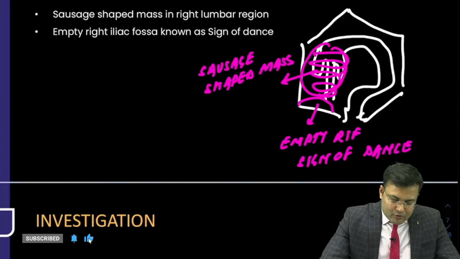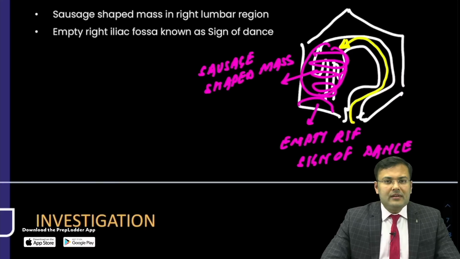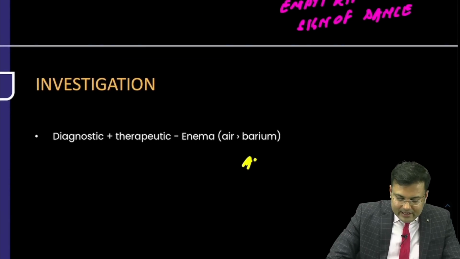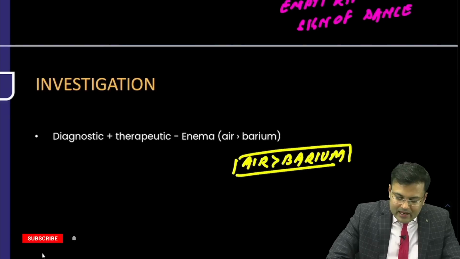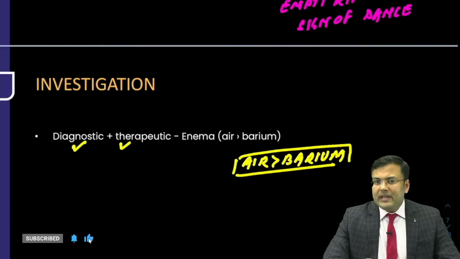Now, it's very easy to understand. Here, I am going to give what? Can you see? Enema. And if you give enema, what happens? The obstruction is relieved because the bowel comes out. So, which enema is preferred? We prefer air enema. Air enema is preferred over barium enema. Enema is both diagnostic as well as therapeutic.